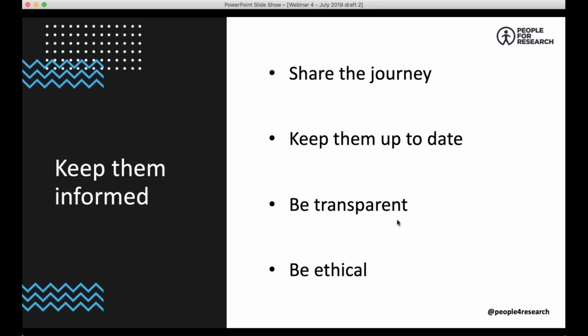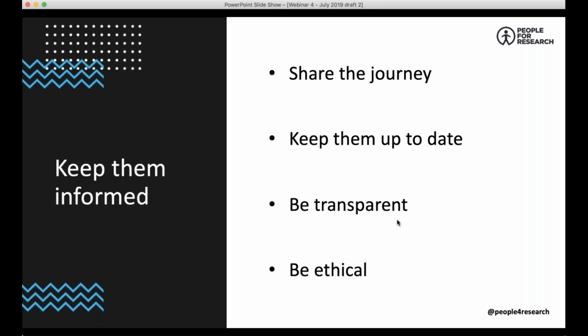Right, the final one, keeping them informed. So make sure that your participants are aware of your processes. Make sure they know the journey, what to expect. Again, particularly important with vulnerable people. People who may be very concerned about the information they're sharing, make sure they know they can drop out at any moment also, and that it's completely their choice on what they share, how they share it, when they share it, if they don't want to share it anymore.